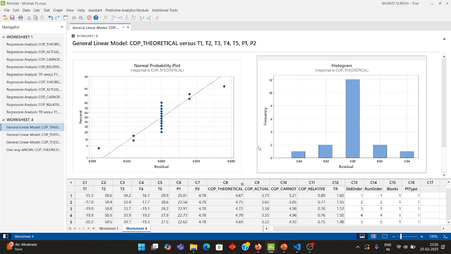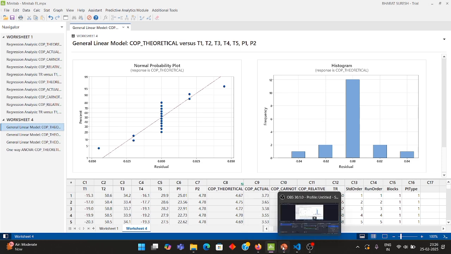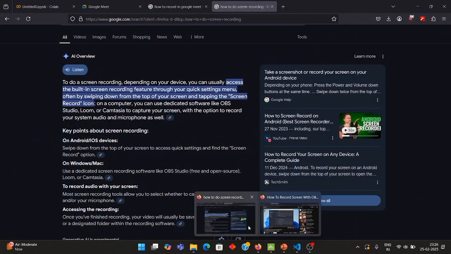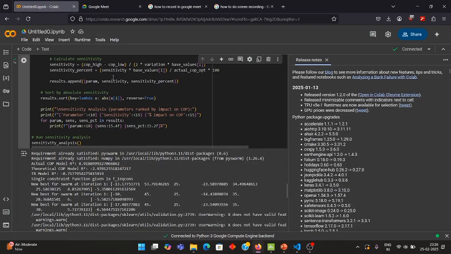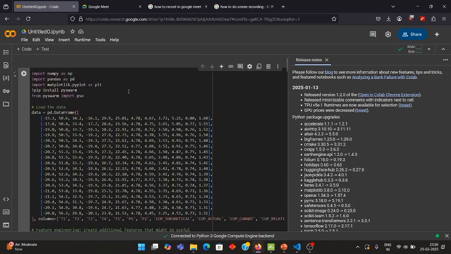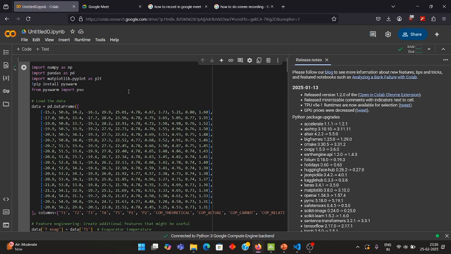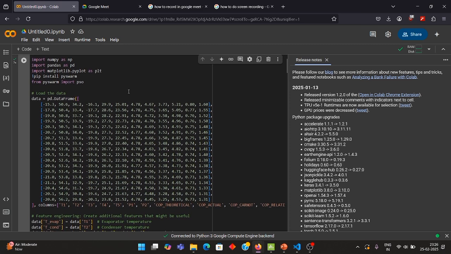Now coming to the next portion, which is the optimization method. I have chosen particle swarm optimization for this model, in which I have generated an equation, sorry, a code. This is the code which has been obtained. We have imported NumPy as NP, Pandas as PD, Matplotlib.pyplot as PLT. We have also used PySwarm, which is basically the particle swarm optimization.